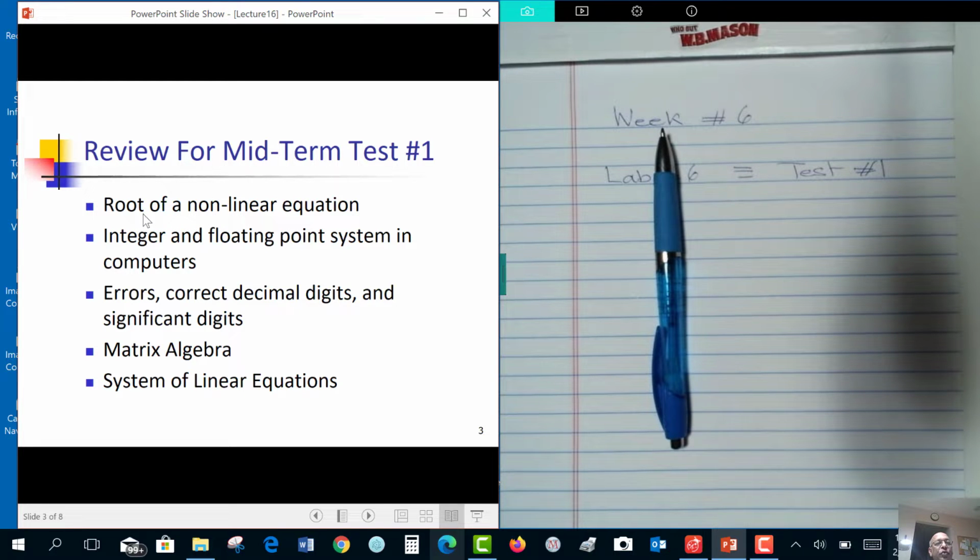So we started with roots of nonlinear equations. We covered many methods. And then following that, we looked at integer and floating point systems in computers. We talked about errors, correct decimal digits, significant digits. Then I gave you an introduction to matrix algebra. And then we covered methods to solve a system of linear equations.